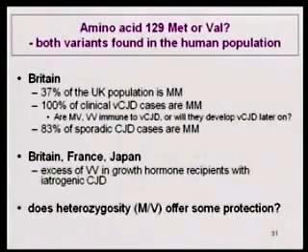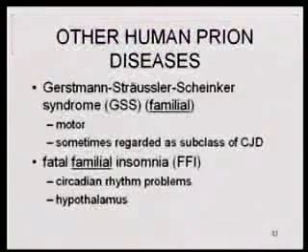So what we don't know is, is this the end, or are we going to see a huge epidemic because there are far more people at risk for whatever this other disease is? So we're really concerned about this. But what you do tend to see in growth hormone recipients, for instance, is an excess of people with MV. So we don't know whether being heterozygous is good.